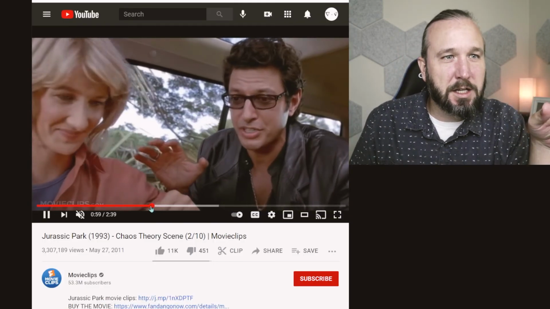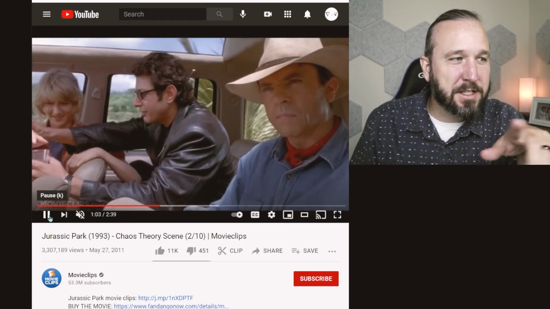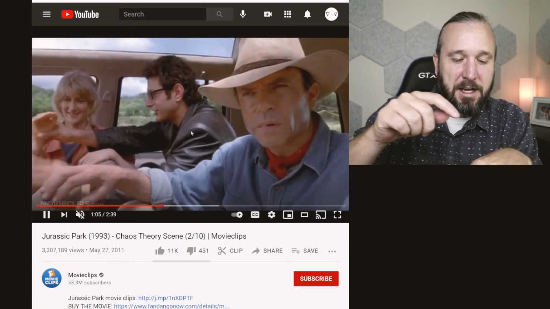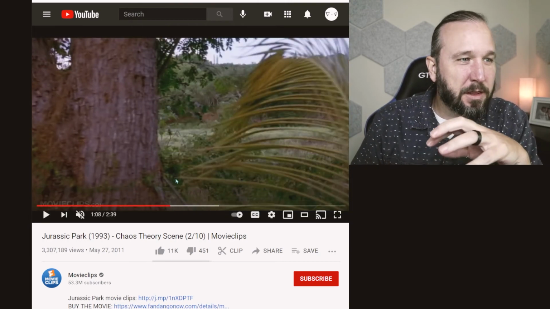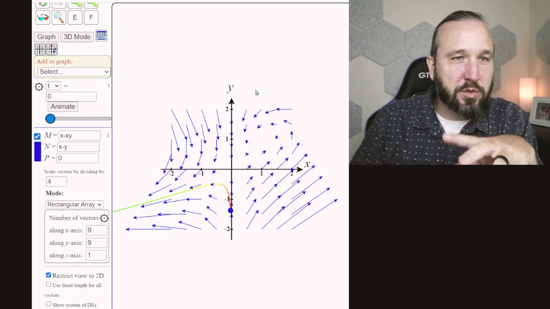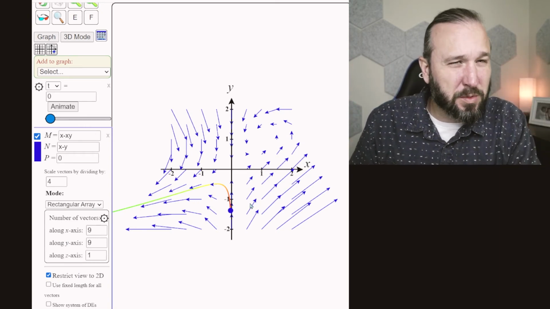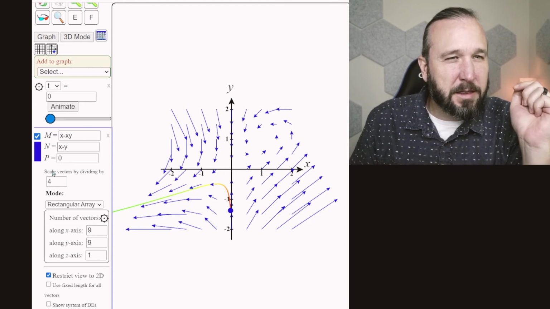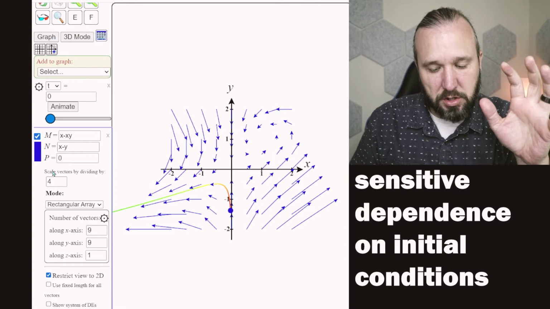There's this scene in Jurassic Park where the math nerd is explaining that if you drop a droplet of water on your hand, then depending right on where you drop it, it could go in completely different directions. So that's what he's trying to explain here. This is called sensitive dependence on initial conditions.